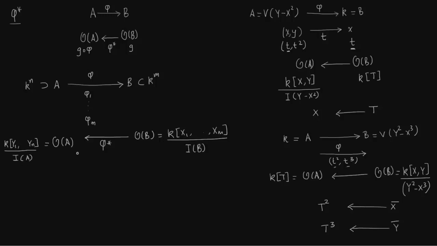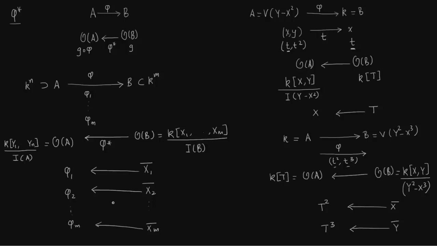Yeah, you notice that this phi 1, phi 2, phi 3, phi 4 all the way to phi m are all elements of O of A by definition. Now in O of B you take x1 bar, which is the image of x1 modulo I of B, x2 bar, which is x2 modulo I of B. So x1 bar gets mapped to phi 1, just like x bar got mapped to t squared in the previous example and y bar got mapped to t cubed.